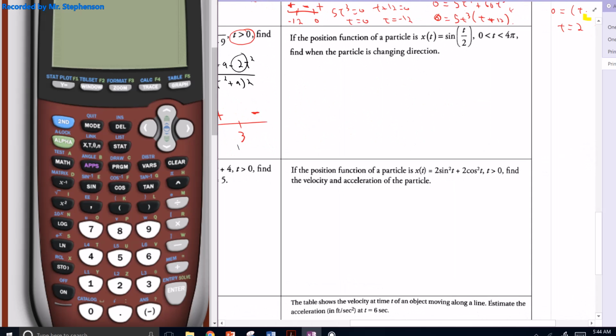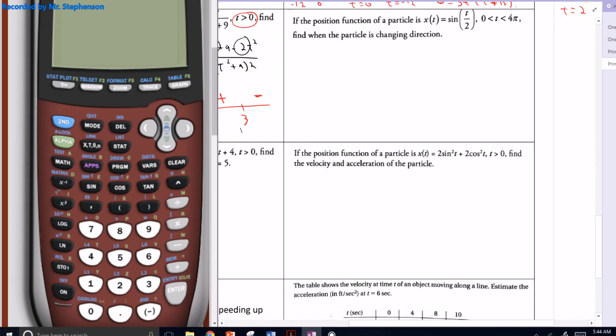Moving over to this one, the position function is this sine function. We want to find where it changes directions. So I need to find the velocity, which will be derivative of sine is cosine. Inside stays the same. The derivative of t over 2 is 1/2. I need to figure out when the velocity equals 0, so I set it equal to 0. I can divide both sides by 1/2, and I'm left with cosine of t over 2 equals 0.